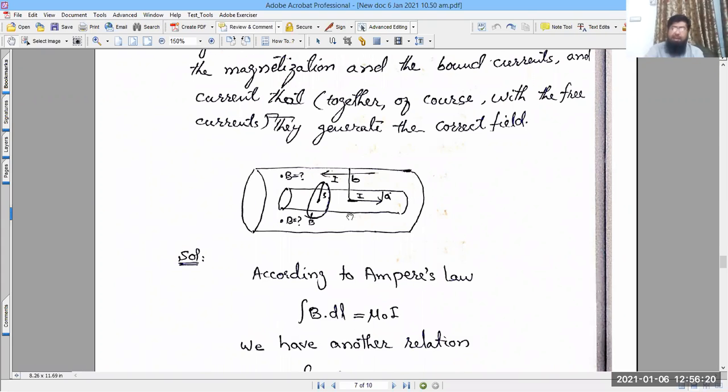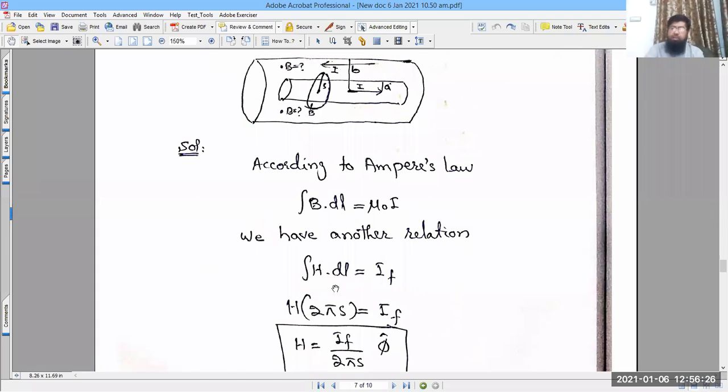अब आपको पता है कि एम्पियर्स लॉ जो है वो है B dot dl is equal to mu naught I. ठीक. अब H dot dl is equal to I of f. This first equation is the Ampere's law in any medium, and this H dot dl is equal to I of f is the Ampere's law in the magnetized medium.